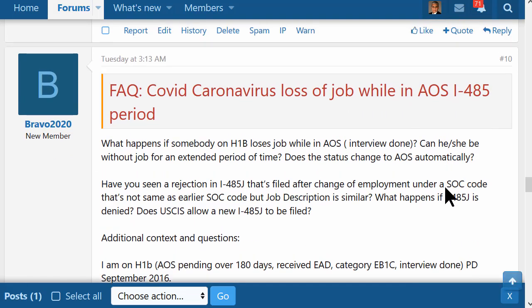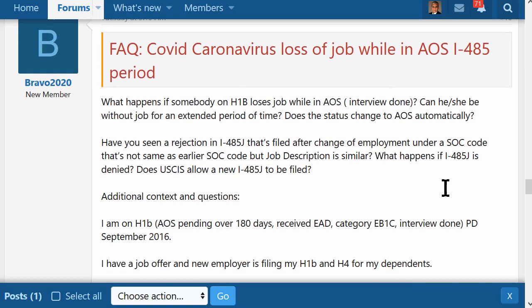Now another variation is, what if I lose my job while I'm in adjustment of status? It is not a problem if 180 days have passed after filing of your adjustment of status, assuming that the I-140 is approved. If 180 days have passed, or they will pass by the time the government starts questioning you, all you have to do is file a Supplement J with a new job offer. In the meantime, if you are not working, staying at home, that's fine. Because 180 days of adjustment of status brings you to a point where you don't have to have a job. You only have to have the offer of a same or similar job when the time comes for you to go to the interview.